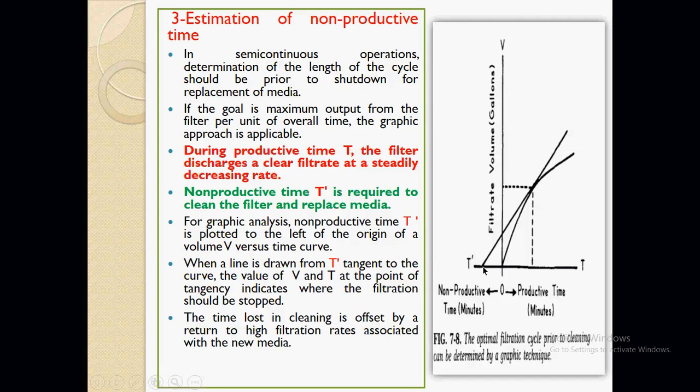This distance from zero to T prime is called non-productive time. What does it mean? It is the time required to clean the filter and replace the media. When we reach the point where the flow rate starts to decrease, we have to stop the filtration, open the screws, take the media out, go wash it and clean it if it is reusable again, and then we can fix the system again and start the filtration process.